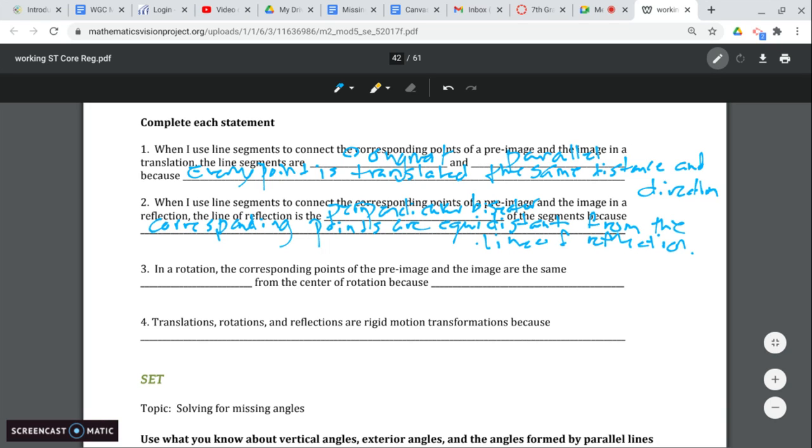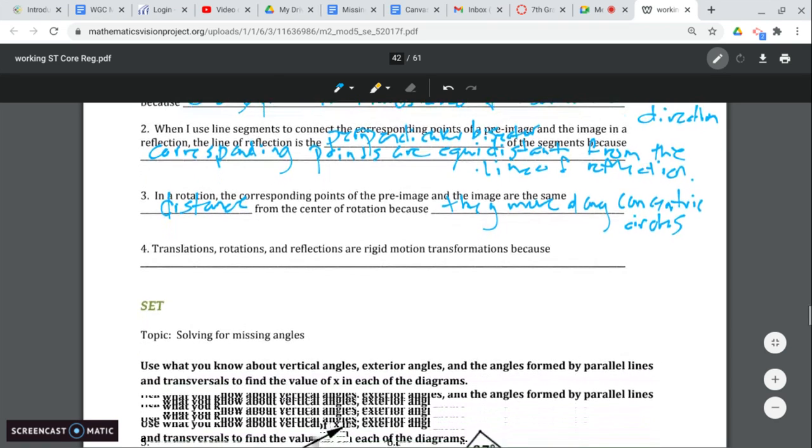All right, and number 3. In a rotation, the corresponding points of the pre-image and the image are the same distance from the center of rotation because they move along concentric circles. So concentric circles are just a circle inside of a circle. They all share a common center, but have different length radii.